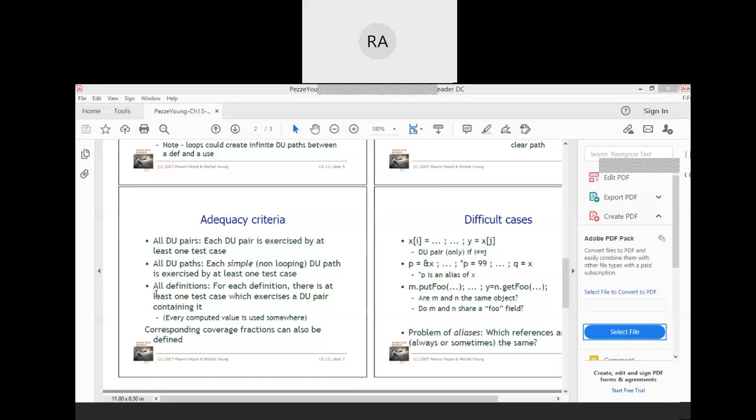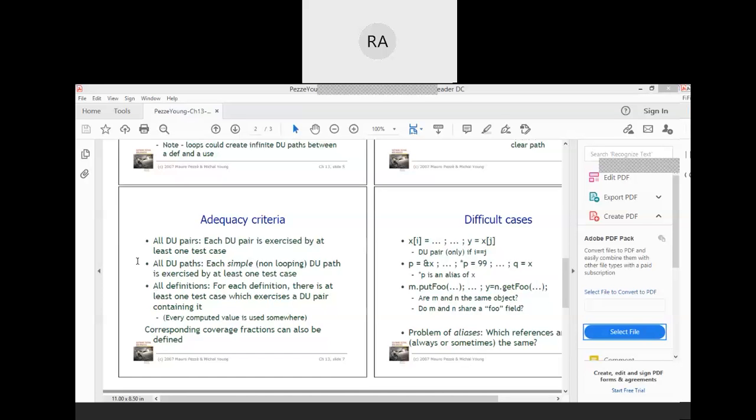Okay, then we have something called all definitions criteria. What do you mean by that? Definition, you already know definition and use. For each of the definitions within your program, there should be at least one test case which is going to exercise a DU pair which contains that particular definition under consideration. That is what I call the all definitions criteria, which in turn tells that whatever value is being defined at a particular node will be used somewhere. It is not left unused. Okay, it has to be used somewhere.